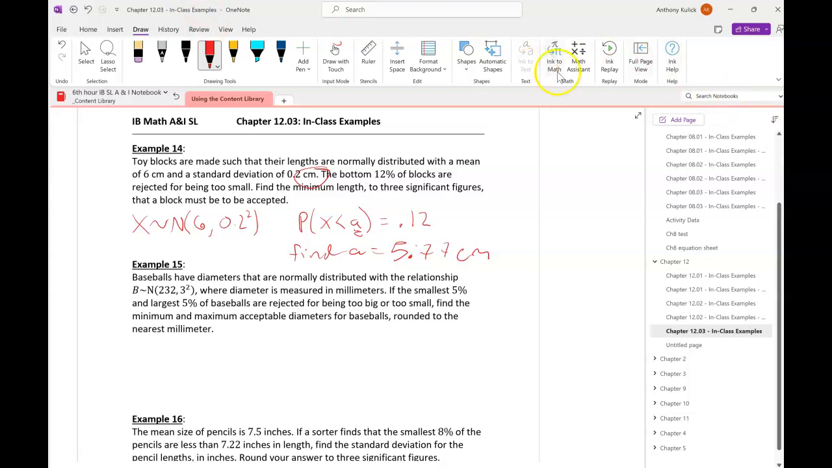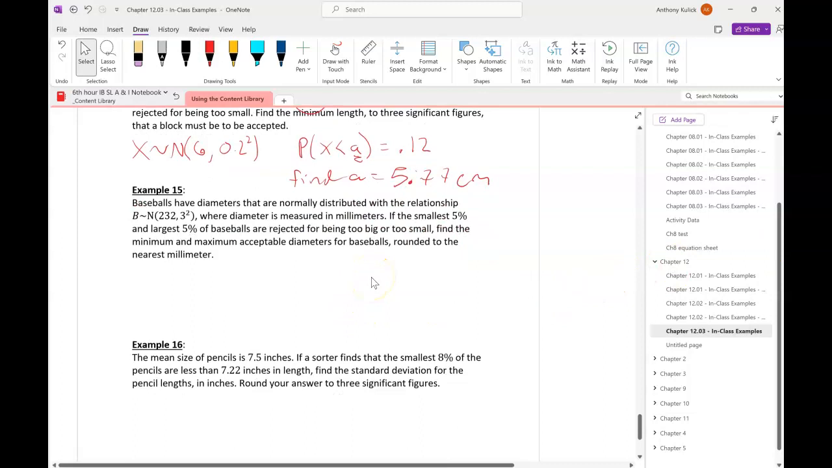All right. Zack Attack. Baseballs have diameters that are normally distributed with the relationship B is normal, 232, 3 squared, where the diameter is measured in millimeters. If the smallest 5% and largest 5% of baseballs are rejected for being either too small or too big, find the minimum and maximum acceptable diameters for baseballs rounded to the nearest millimeter.